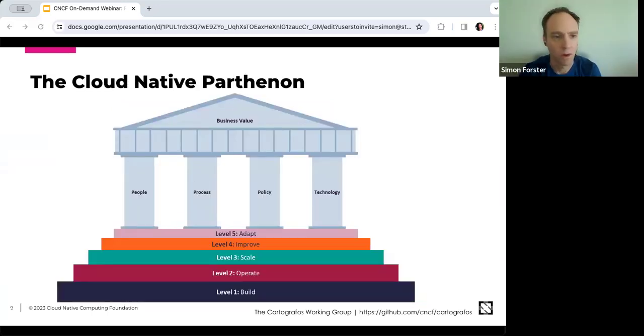Yep. So moving on, we've got the cloud native Parthenon sitting in front of us. Now, those five levels that Danielle has outlined are all the steps leading up to that Parthenon. Now, if we look at this, we've got business value sitting as the roof, as the center point, as the jewel in the crown, so to speak, of cloud native. It's there to deliver business value. And it's built on the columns of people, process, policy, and technology.